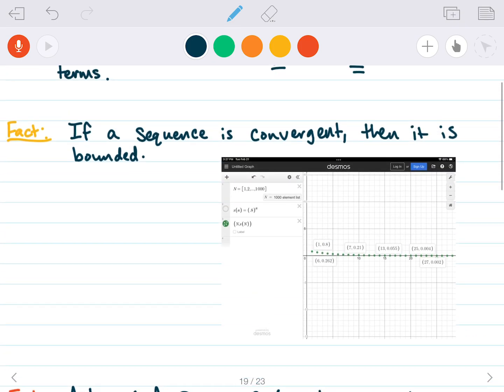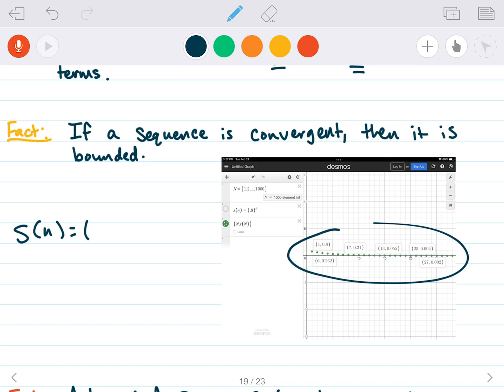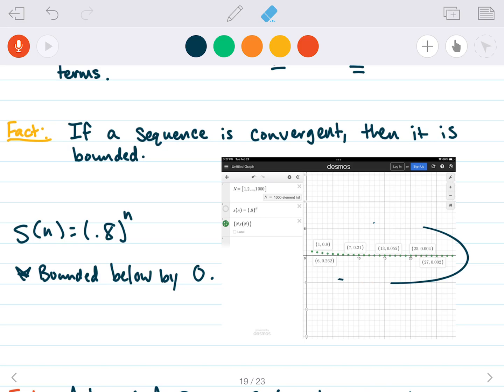Okay, so let's look at this first example. Here we have the sequence s sub n is equal to 0.8 to the n. This is bounded, right? And we could say that it's bounded below by 0, because this thing is going to get super, super close to 0 as n gets large, right?